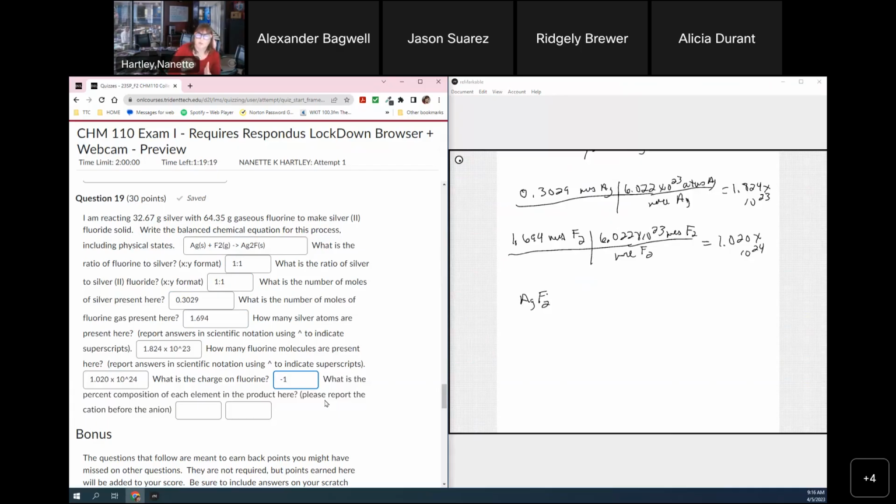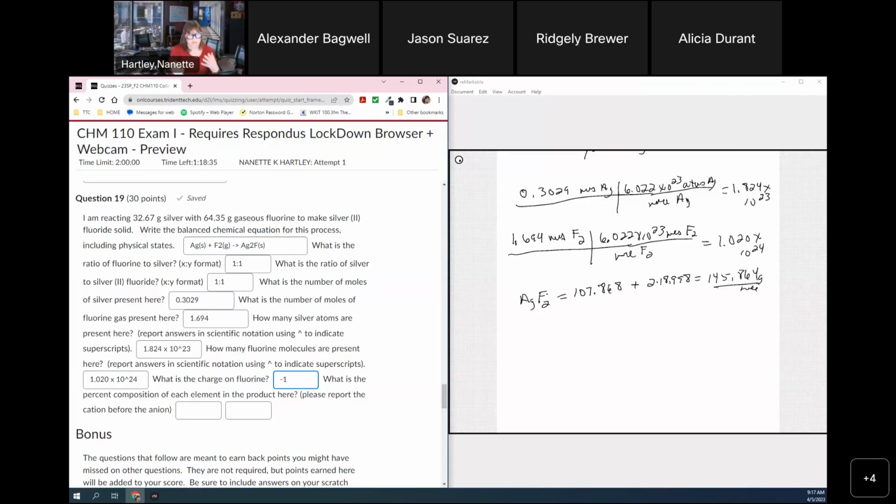So that is what I need to know the total mass for. If I do that, that's 107.868, and I'm going to add 2 times the 18.998. That gives me a total of 145.864, and that's grams per mole.